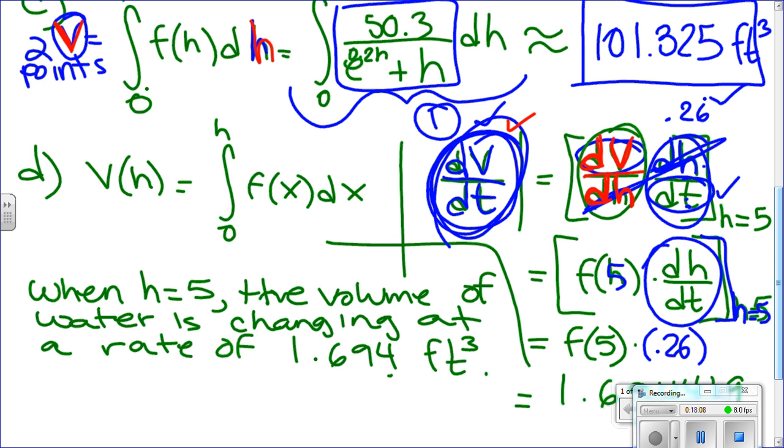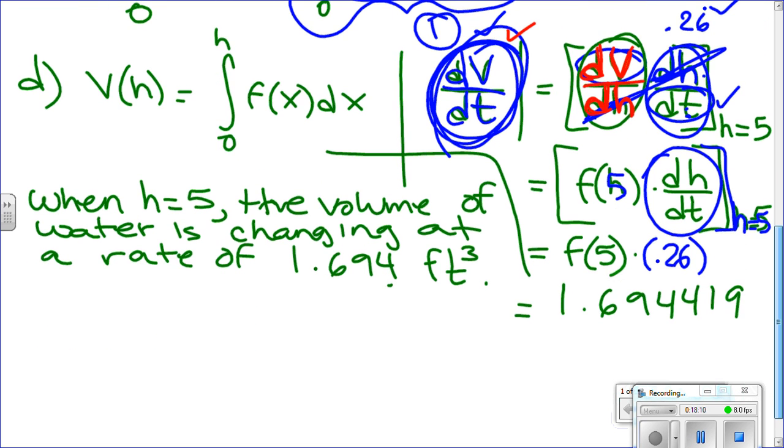All right. Now, explanation. When h equals 5, the volume of water is changing at a rate of 1.694 cubic feet. Okay, so we don't have time to do the next one, but the good news is the next one is not so hard, and we're going to do it on the calculator.